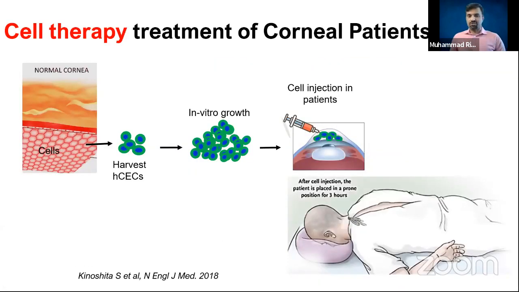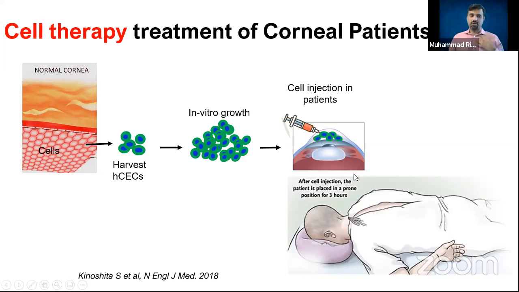There is another line of research which says that instead of generating these tissue engineered grafts on a hydrogel, we can simply grow these cells in the lab and inject them into the patient's eye. After we inject these cells, we ask the patient to lie down for a few hours so that the cells attach to the cornea and form a new monolayer. Sounds great, right? We don't really need a hydrogel, we don't need to do all that engineering. We can simply do cell therapy and inject cells into the eyes.